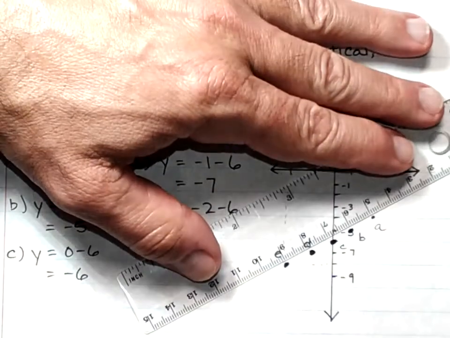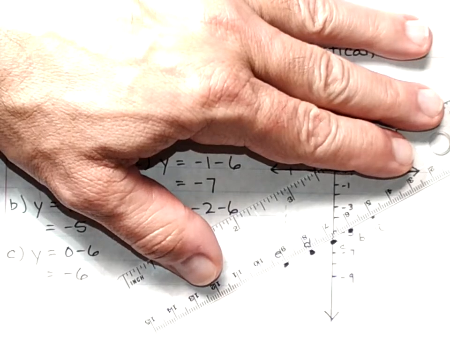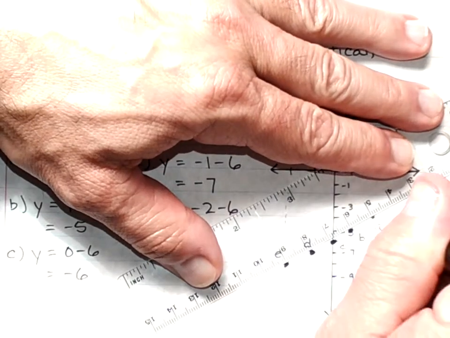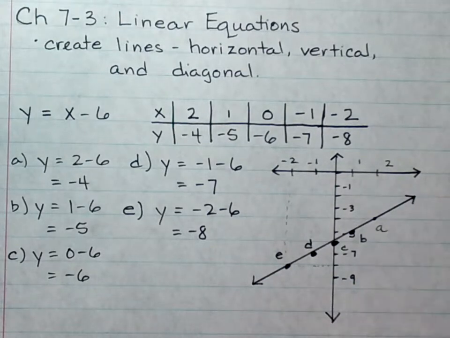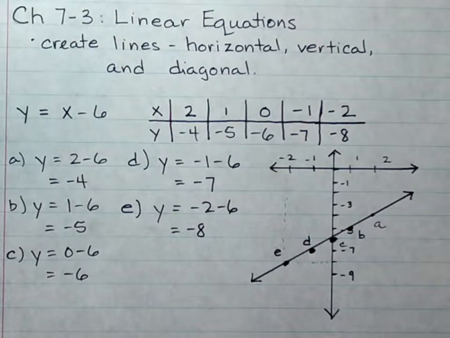And then we connect them. Like I said, a linear equation is going to create a horizontal, vertical, or diagonal line. In this case, we have a diagonal.